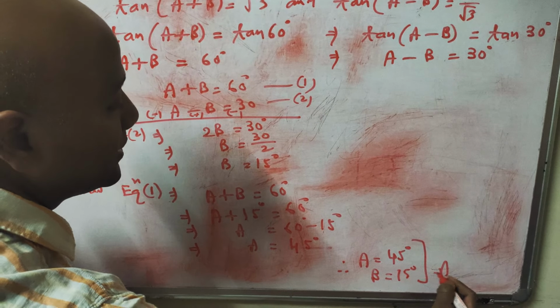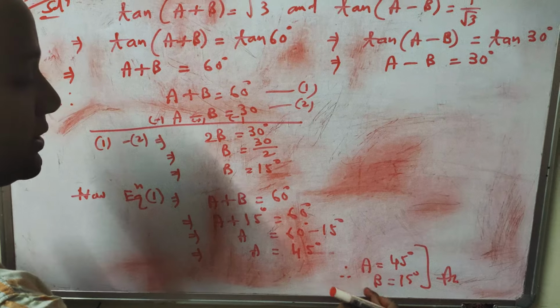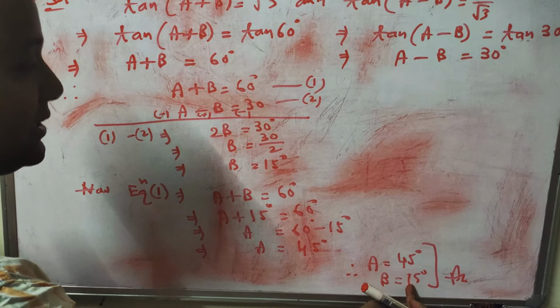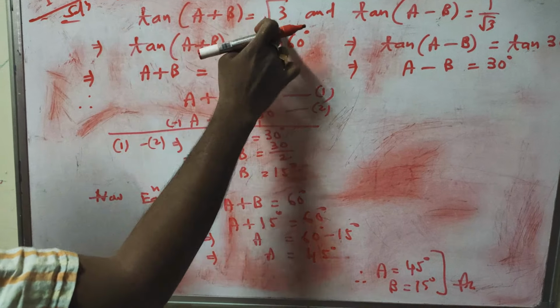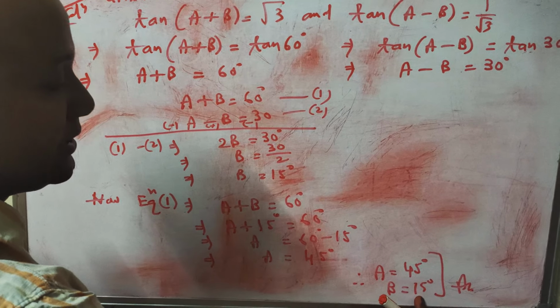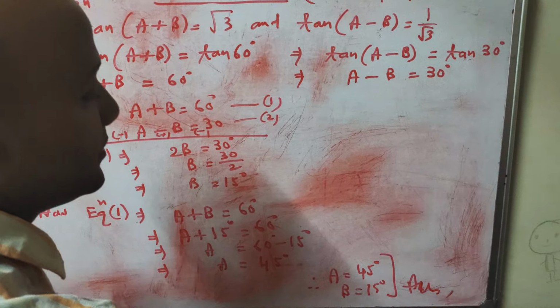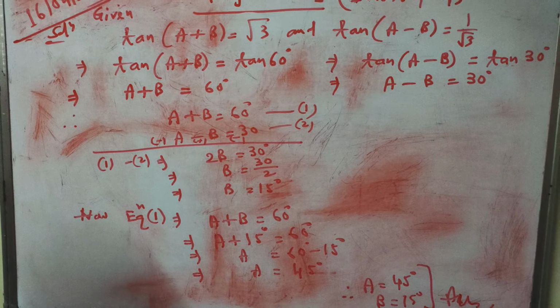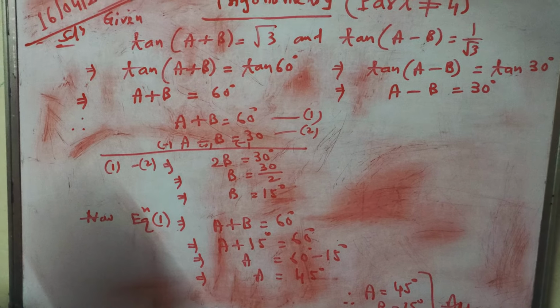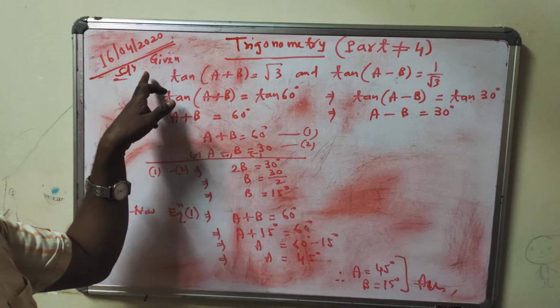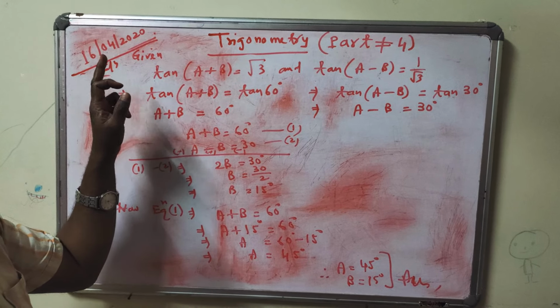You write the answer. See, a plus b equals what? 45 plus 15, what? 60 degree. See, tan 60 is root 3. A minus b equals what? 30 degree. So tan 30 is 1 by root 3. So this is the verification also. This is the way this sum is done. Now you see, you have to do the sum which is given in the example. You must do the sum.